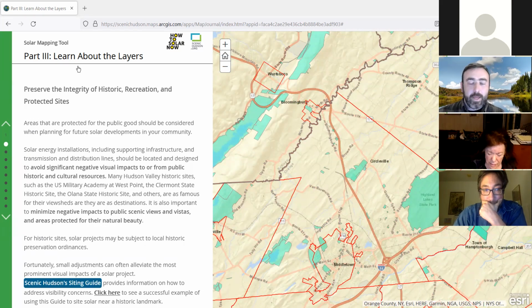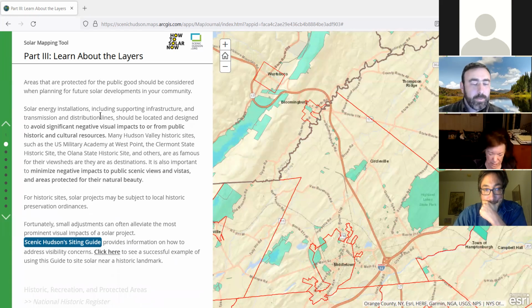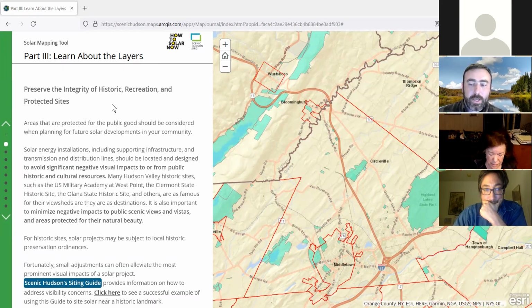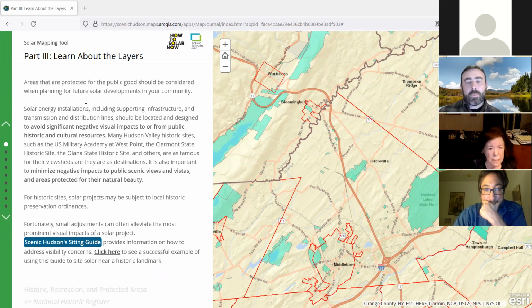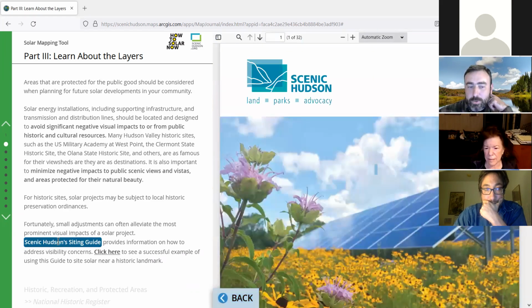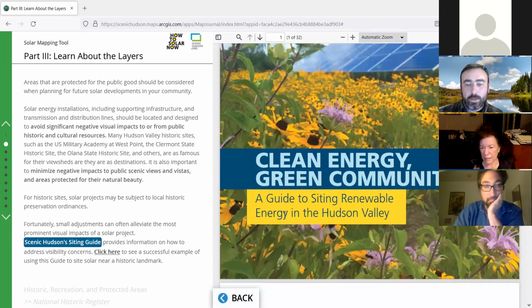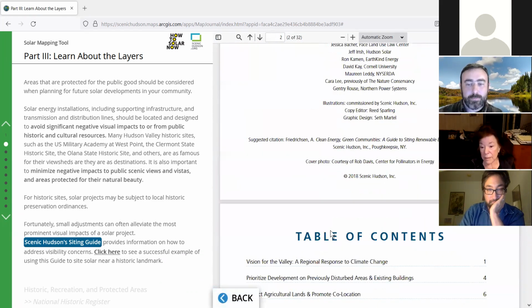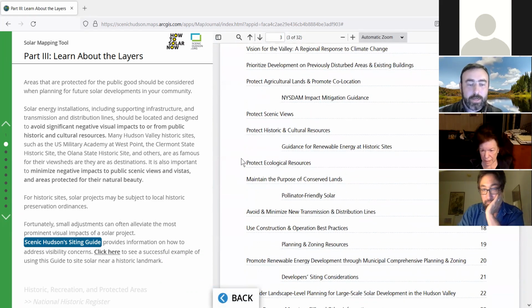So next up, we have preserving the integrity of historic, recreation, and protected sites. We have a couple of different layers to represent this. We also have a link here to our siting guide, and we are actually just tricking people to go from one tool straight to another. It's embedded here as an info dive. So if you want to look at our guide to siting renewables and some tips there, you can do it right in here.